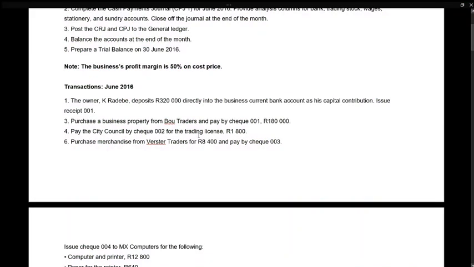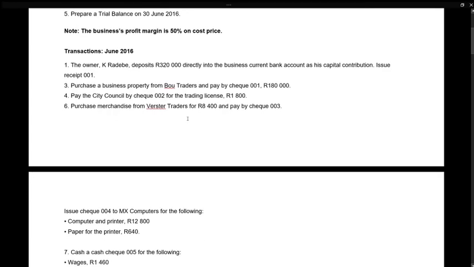Transactions for June 2016. Okay, let's start. On the 1st of June 2016, the owner, Radebi, deposited 320,000 Rand directly into the business current bank account as his capital contribution. Issue receipt 001. Right, so we received money. Remember, we're always looking at this from the business perspective. The owner has his own set of books. We're not doing that now. We're always looking at it from the business perspective.